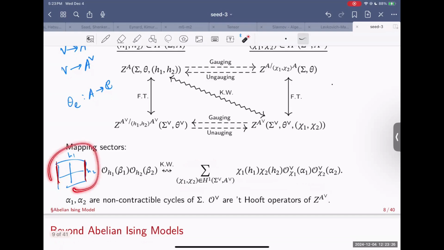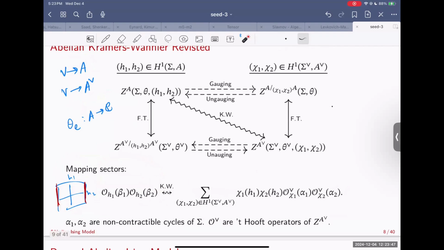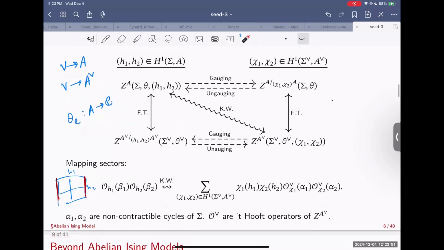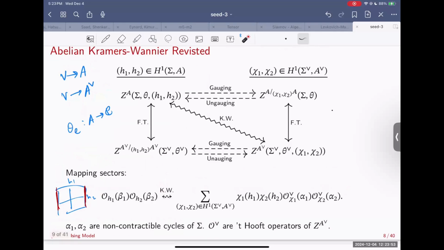Notice that if here we started in the trivial sector, where there's no holonomy in any direction, so H1 and H2 are both identity operators, then for any chi1 and chi2, when evaluated on the identity element, it just gives me 1. So the trivial sector on one side corresponds to the equal weight superposition on the other side. Okay. Any questions before? Go ahead.